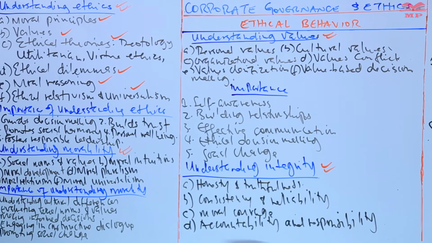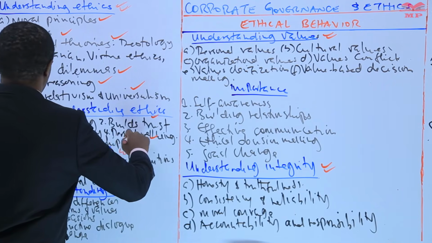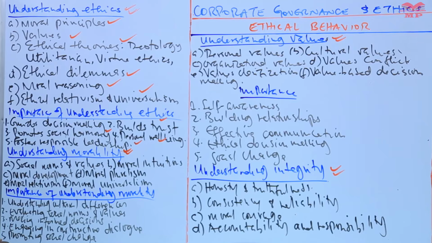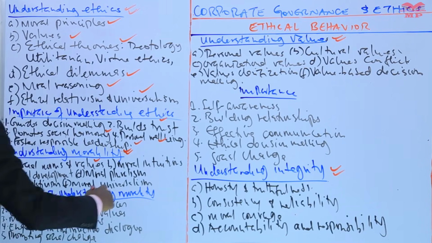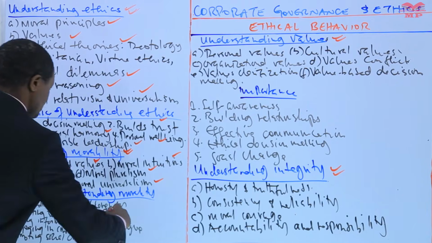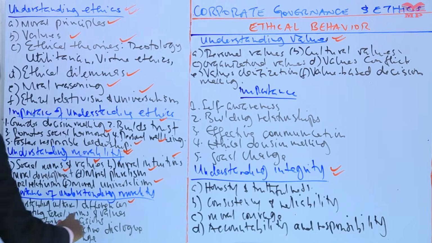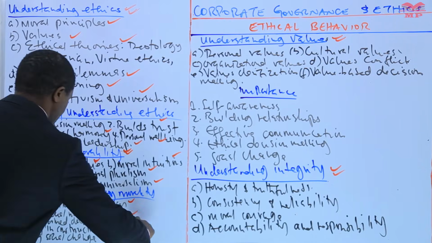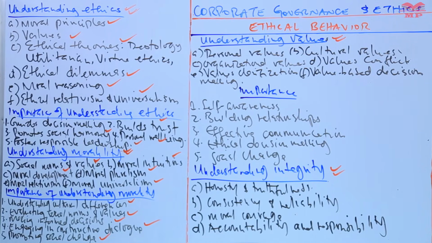We've identified 5 reasons why it's important to understand ethics. The key aspects of understanding morality are social norms and values, moral intuitions, moral development, moral pluralism, moral relativism, and moral universalism. We've identified the importance of understanding morality. One is understanding cultural differences. It helps to evaluate social norms and values. It is key in making informed decisions, engaging in constructive dialogue, and it promotes social change.